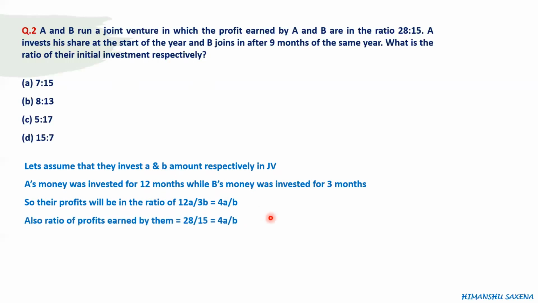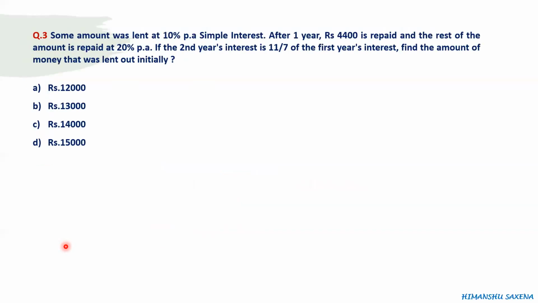Now it is also given that the ratio of their profits is 28:15. So this 28:15 is equal to 4A by B. If you solve this, you will get A by B is equal to 7:15. So the ratio of their initial investment is 7:15. So our answer would be option A, 7:15. Now this was a partnership question. Now let's move on to the next question, which is again a simple interest question.